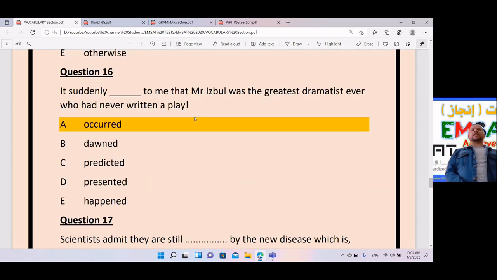Question 16, it suddenly occurred, happened means not predicted. I'm talking about something that happened, but occurred is better than happen because I'm talking about how Mr. Isbell was the greatest dramatist ever, who had never written a play. When you're talking about something amazing that was starting for you, happen is not like occur, so occur.